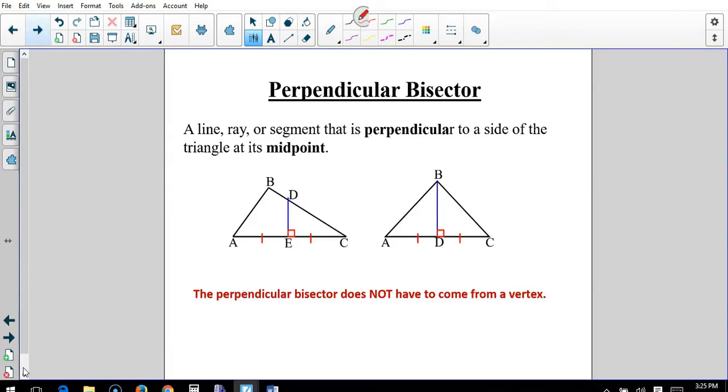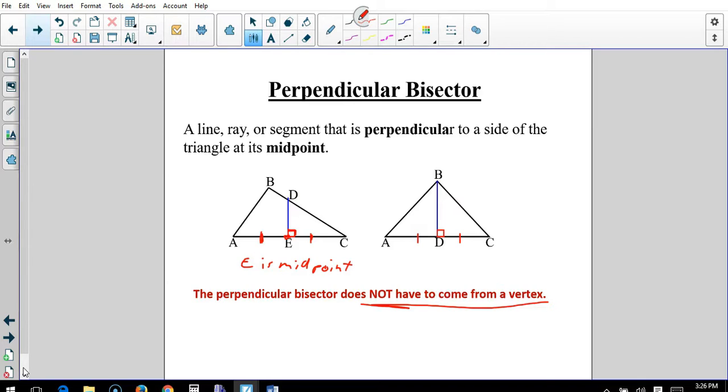A perpendicular bisector is a line, ray, or segment that is perpendicular to a side of the triangle at its midpoint. Notice it does not have to come from a vertex. So in our first example, we have this marked and this marked equal, meaning that E is the midpoint. But notice that for E to be perpendicular, it is not coming from the vertex.